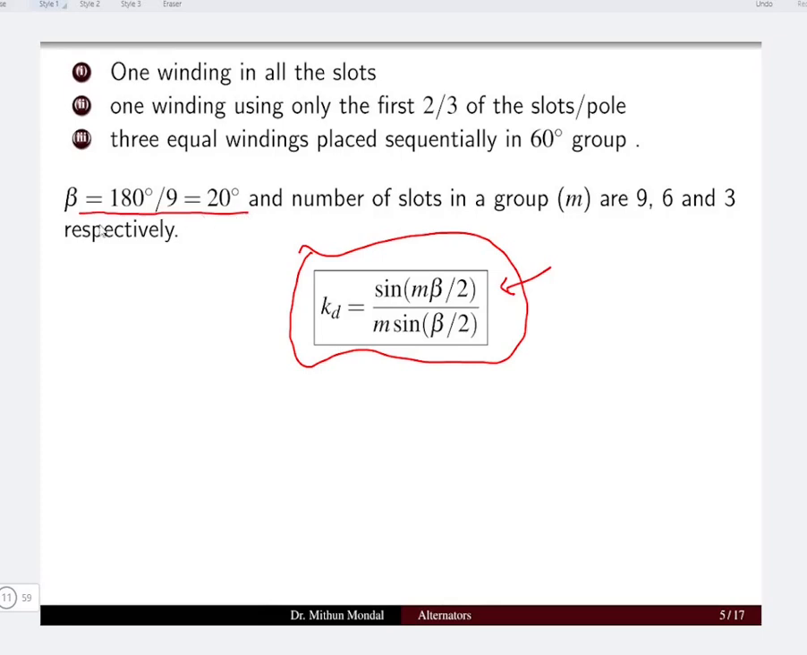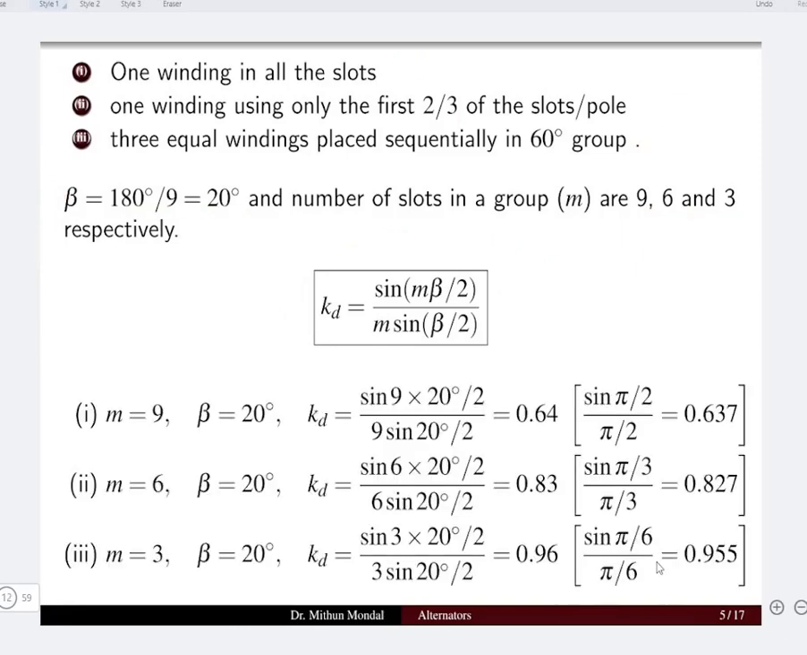So the value of beta for the different slots, which is equal to 9, 6 and 3, we are getting for all the three cases respectively, because here we have 2 by 3. So 2 by 3 multiplied with 3, 2 will give me 6 and 3 and 9 respectively. So beta, which is equal to 180 degree by 9, is equal to 20 degree.